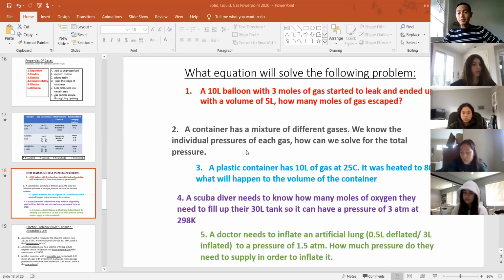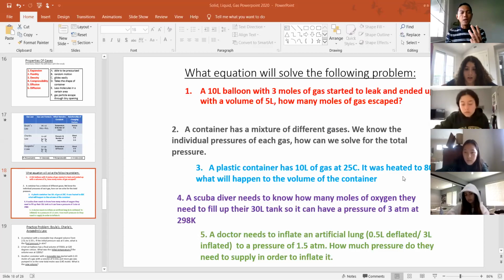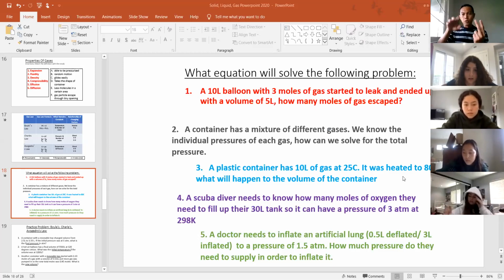They're saying you have a plastic container that has 10 liters. So our first data is volume, and it's at 25 degrees Celsius. Our second data is temperature. It was heated, so there's a change that occurred. What will happen to the volume of the container? It looks like there's a third number I can't quite see right now. So we are given volume and temperature, and there's a change in temperature, but they're asking for a new volume.